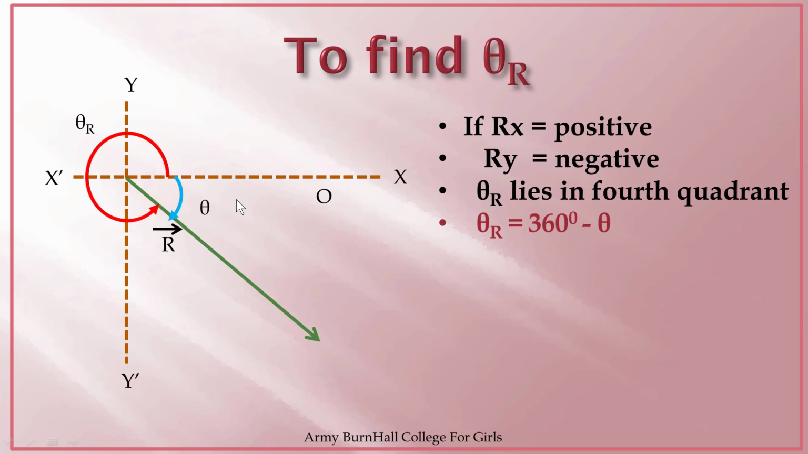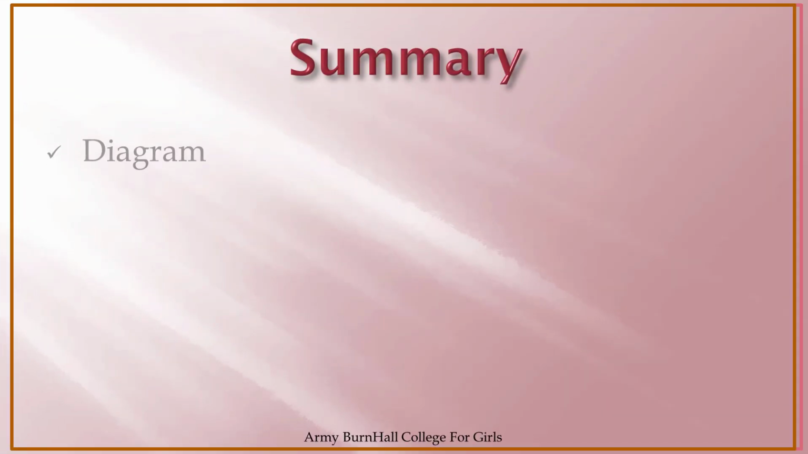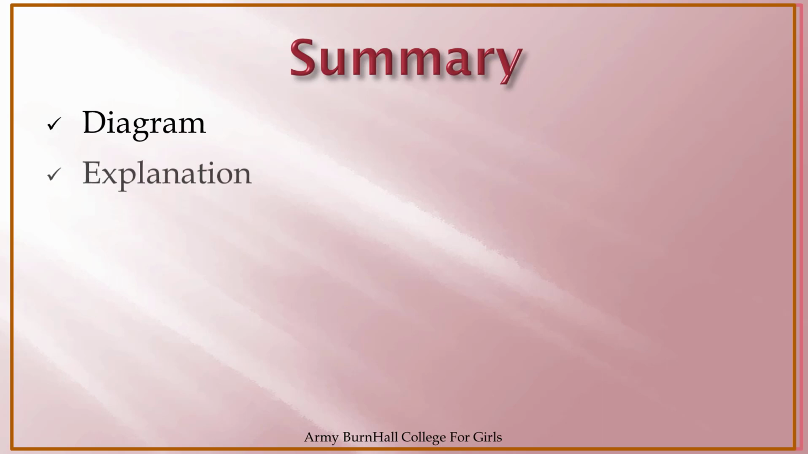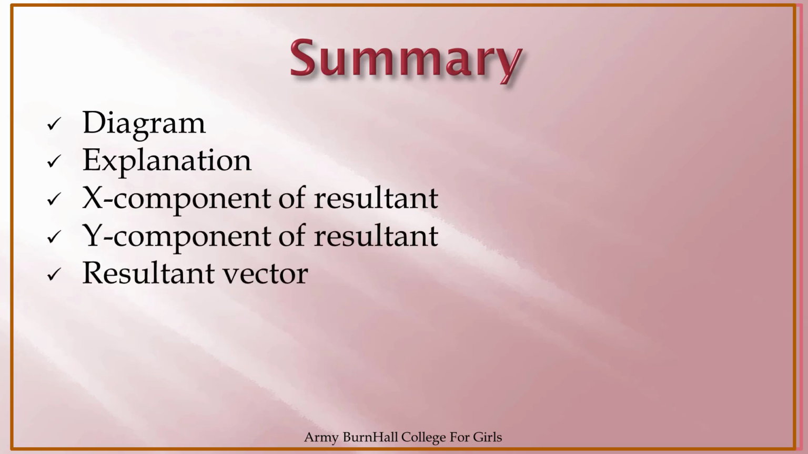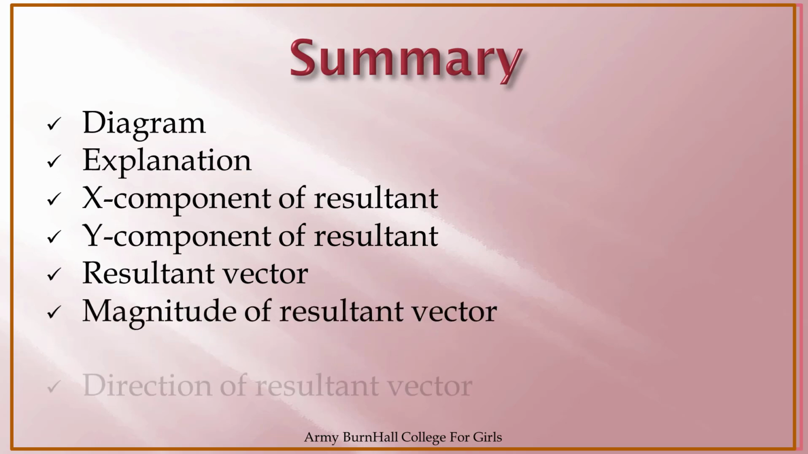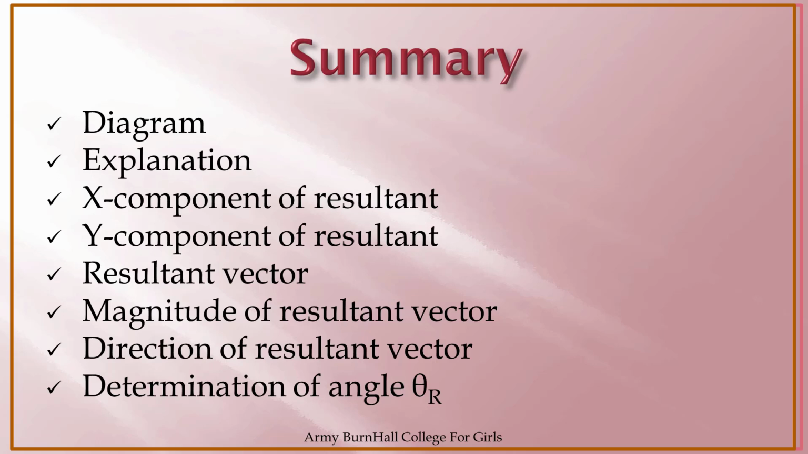In this way we can find the angle for the resultant vector. So in this lecture, first we draw the diagram. If we are answering a long question, then we can make these points as headings. We draw the diagram, then give the explanation, in which we explain all the things we did while drawing the diagram, that is, consider vectors a, b and all those things. Then x component of the resultant, y component of the resultant, resultant vector, magnitude of the resultant vector, direction of the resultant vector, and determination of angle theta r. All these could be the possible headings. You can increase the number of headings for a long question.